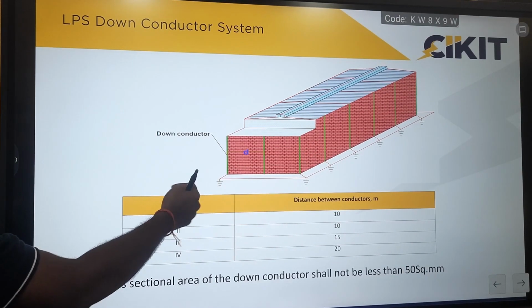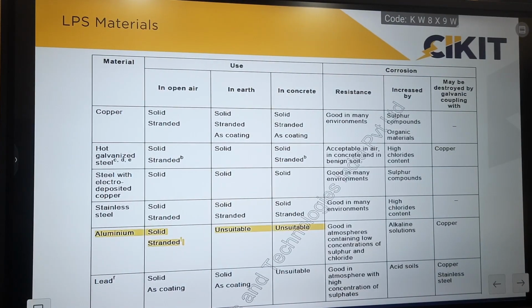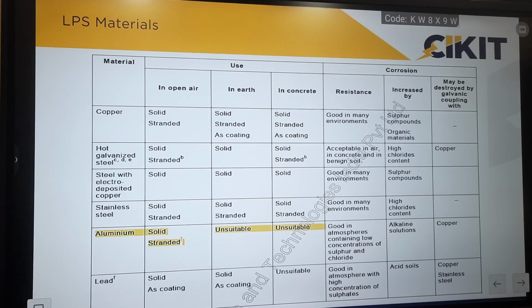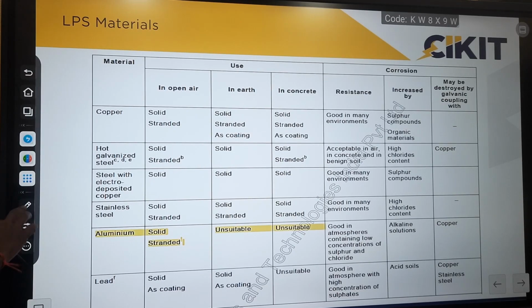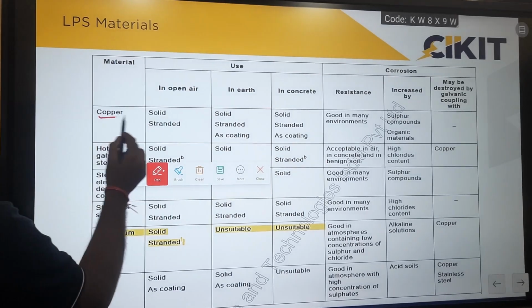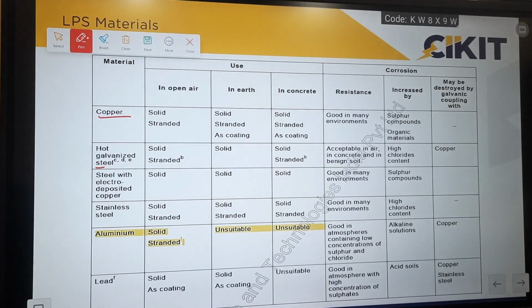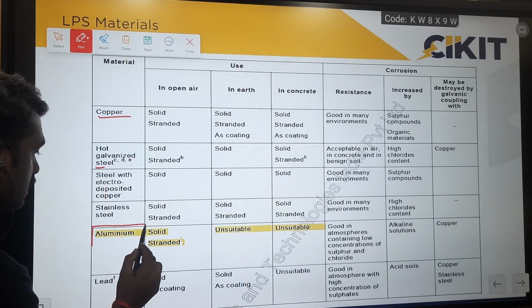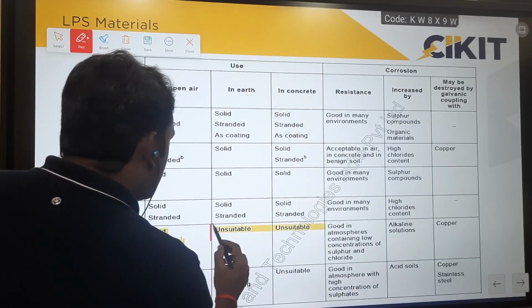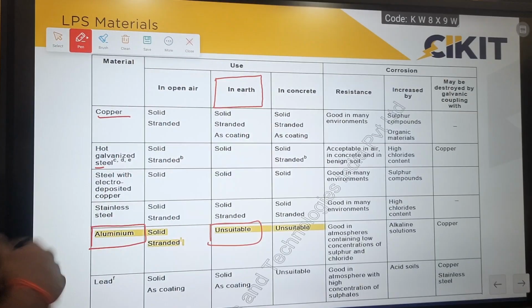And the standard has provided recommendations for different materials that can be used for the air termination system, down conductor system and earthing system. These are the different materials recommended by the standard. The standard does not recommend only one material. It has recommended copper, hard GI, stainless steel, copper coated steel, aluminium and so on. And for aluminium they have clearly mentioned that aluminium is not suitable for grounding applications. The corrosion rate of aluminium will be very much higher.